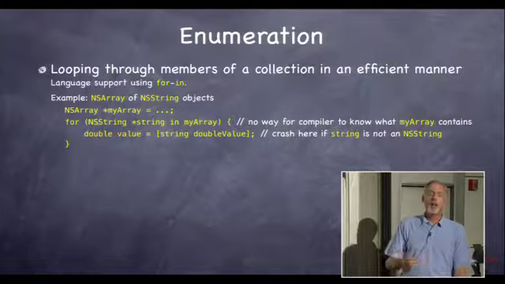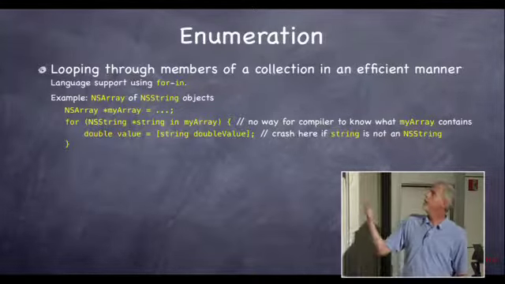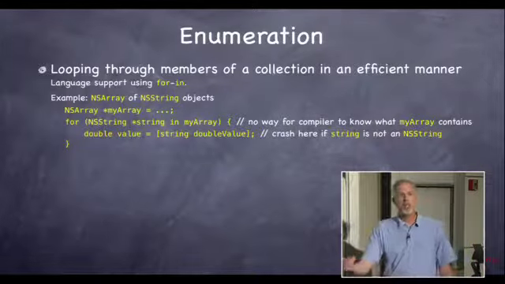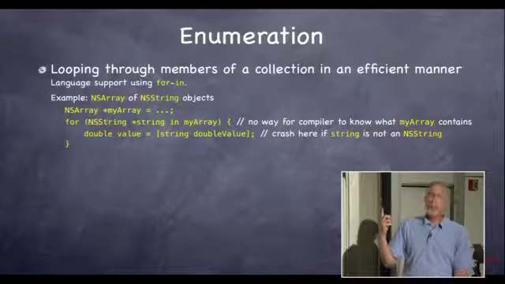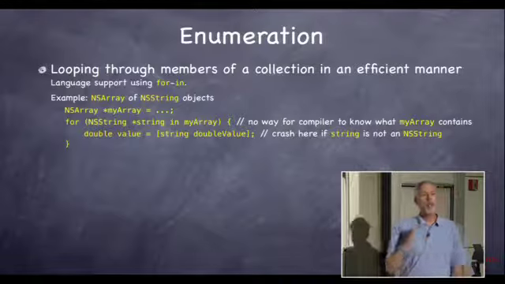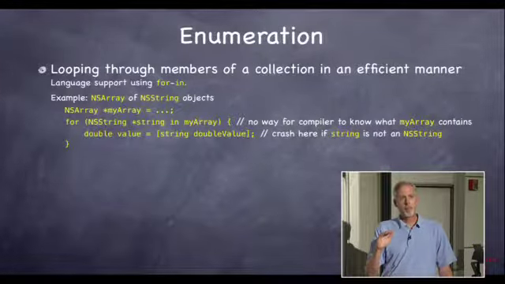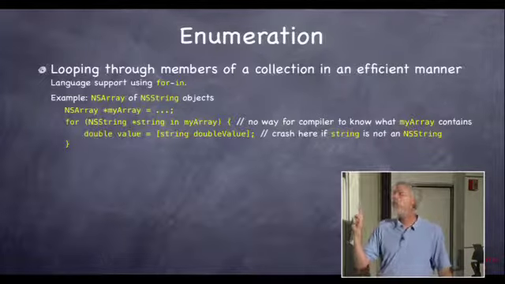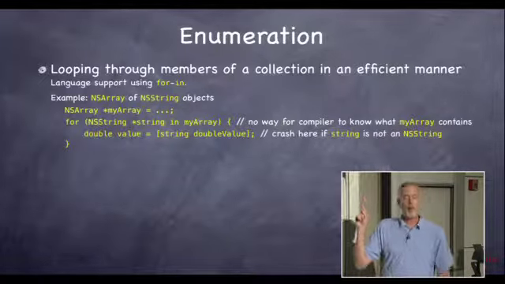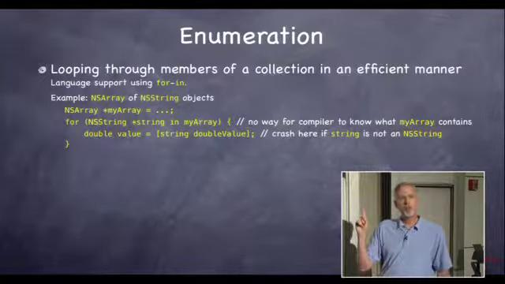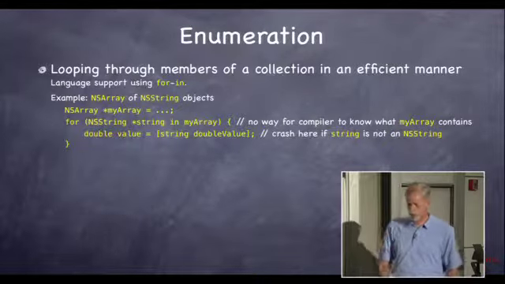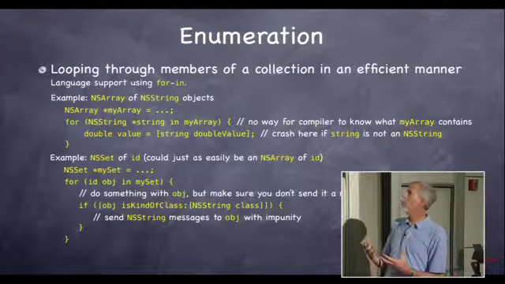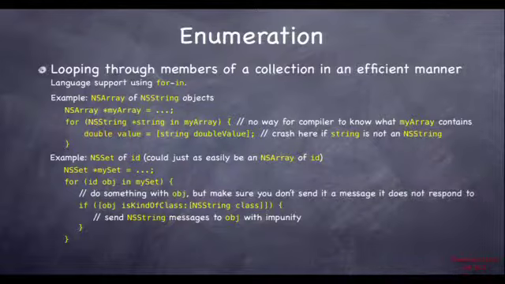Okay? And if array is an array of objects, then string is going to be set to each object in turn inside of the curly braces there. If my array contains non-strings, this will crash at runtime with no warning from the compiler, because there's no way for the compiler to know whether my array contains non-strings when you do this. Okay? So be careful here. So if you had an array that might have other objects in it, you might want to do something like this.